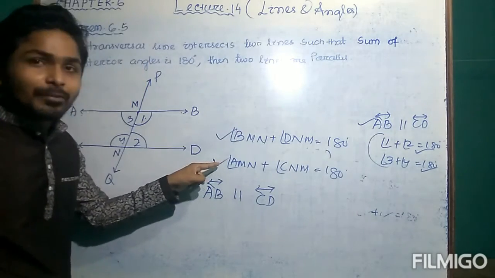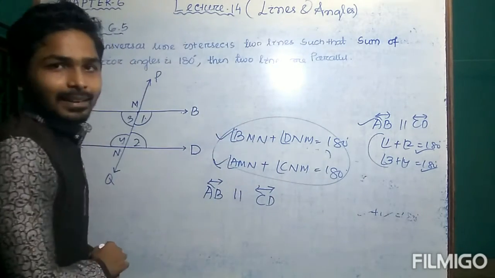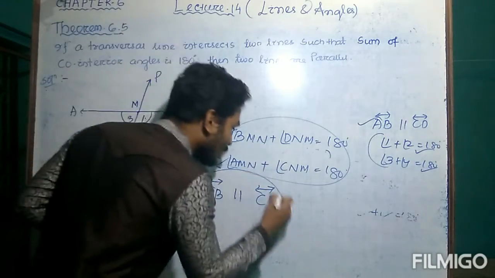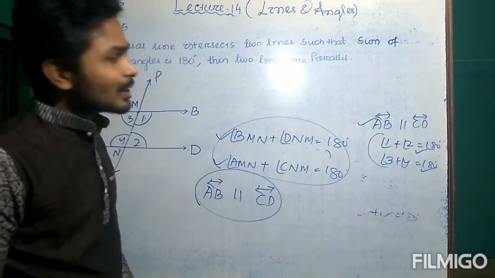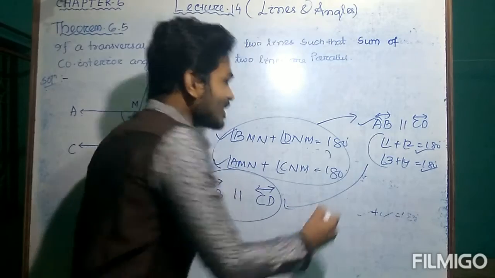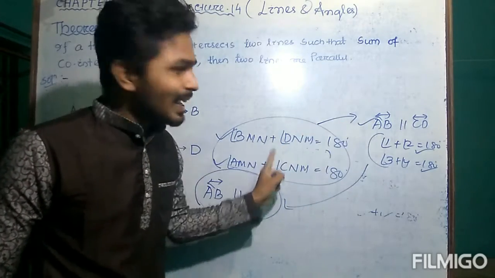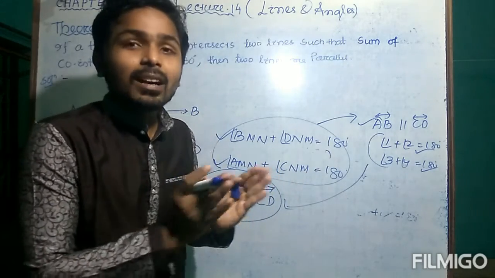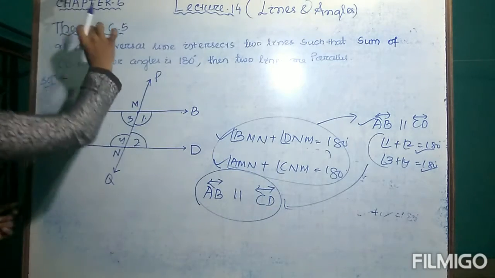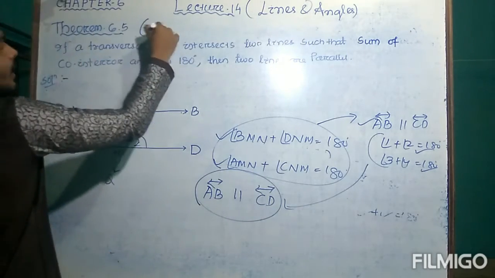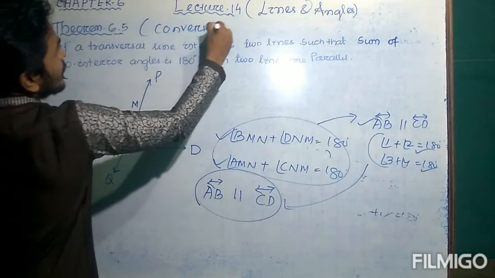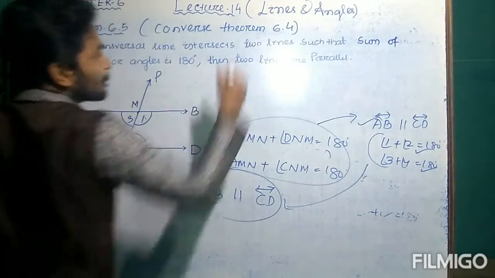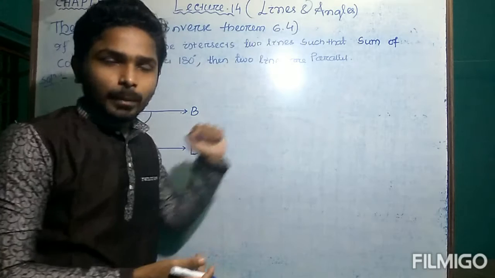But in theorem 6.5, it is given that the sum of co-interior angles is 180 degrees. This is given and you have to prove the two lines are parallel. So what is the difference or what is the similarity between these two theorems? They are just complementary to each other. They are just opposite to each other, or converse to each other. That is why theorem 6.5 is known as the converse theorem of 6.4. Okay. And now we will prove theorem number 6.5.